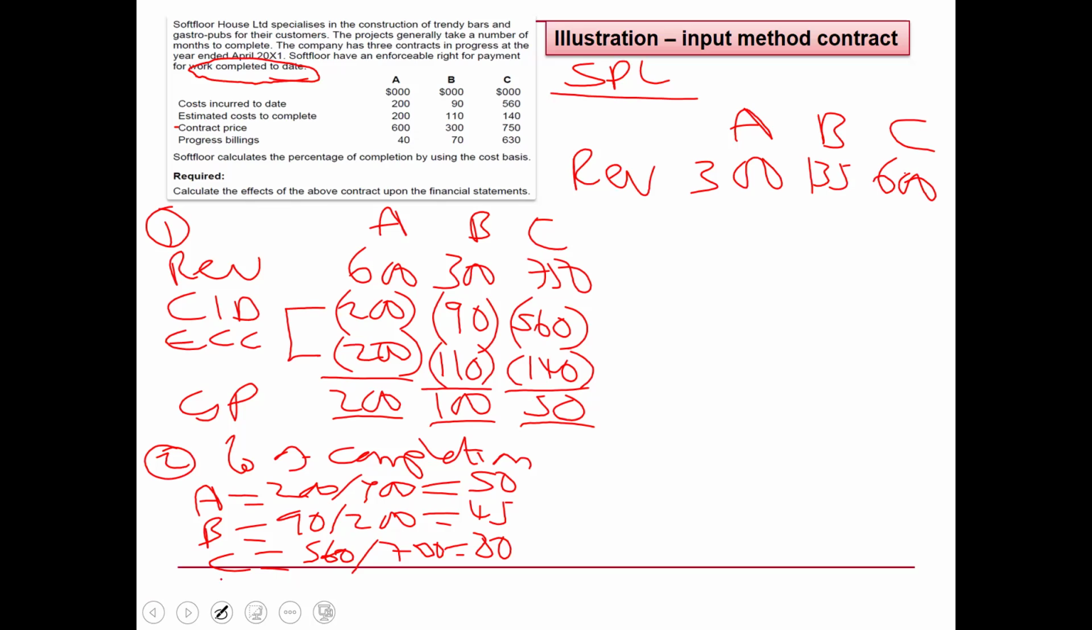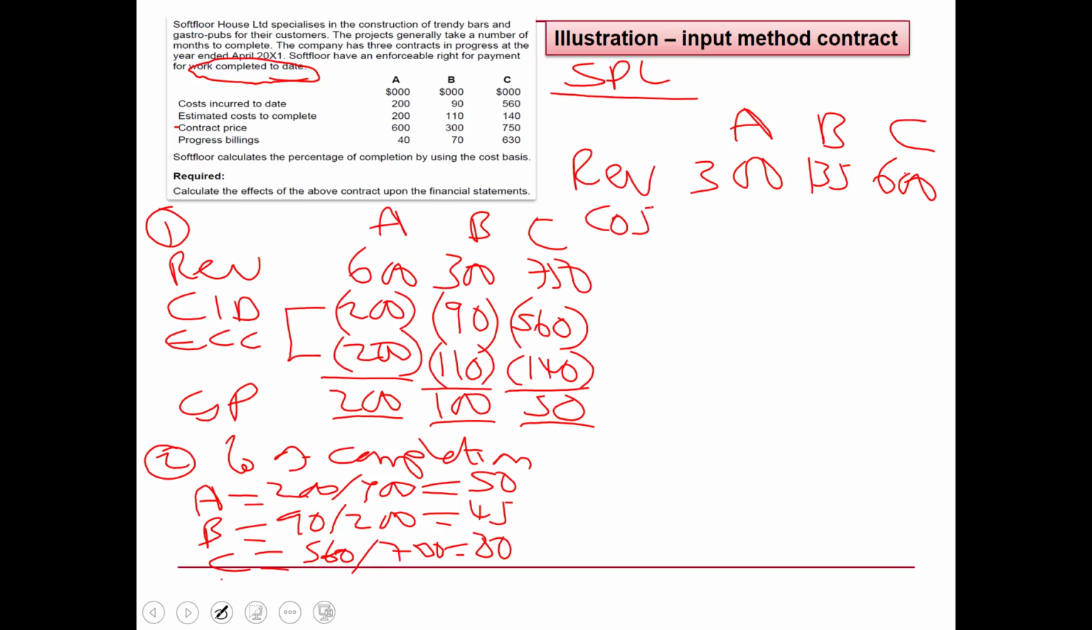If we had been told that in the previous year, revenue had been recognized for contract A as 100, we would then say 300 minus the 100 we've already recognized, and then we'll put 200 there. So that's what we will do if we had recognized revenue in previous years. Then after this, we are going to determine the cost of sales as well, using the same percentages.